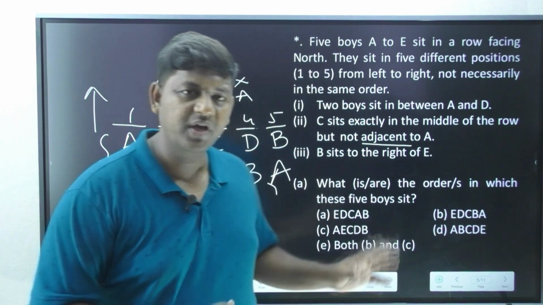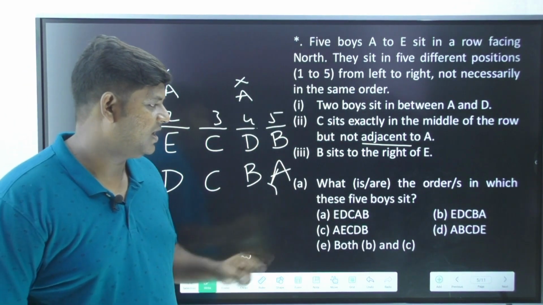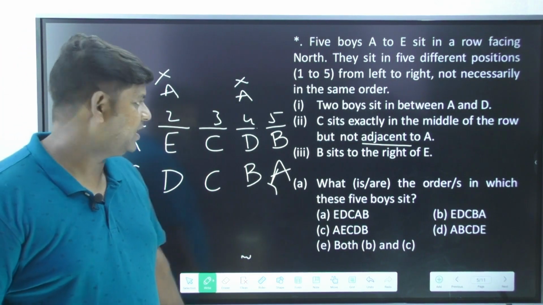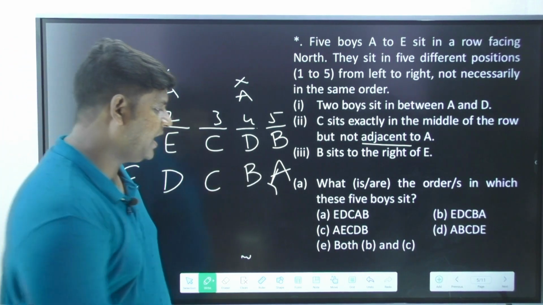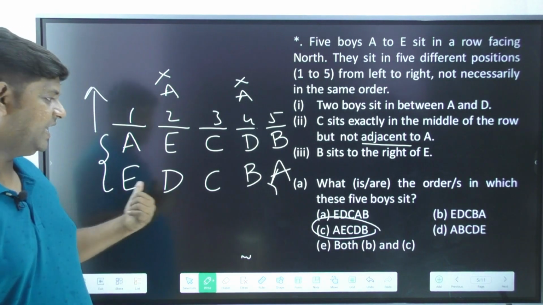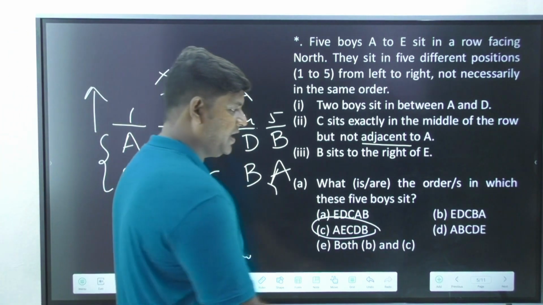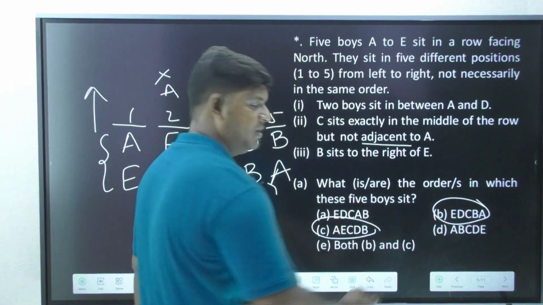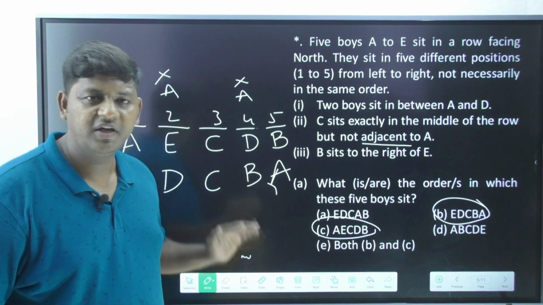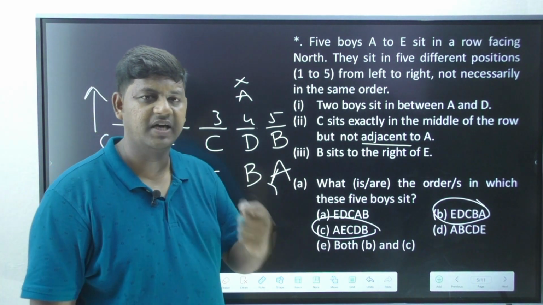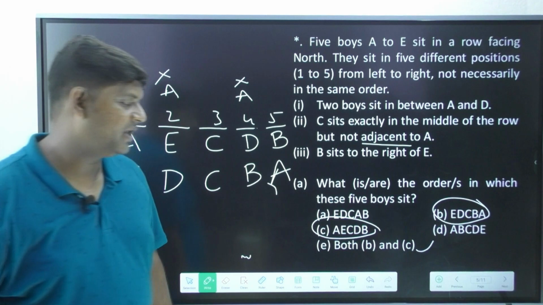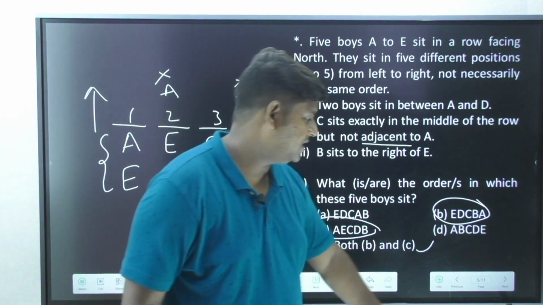Now let us observe the questions based on the possibilities. What is it saying? What is the order in which these 5 boys sit? What is the order? A C D B E... A, C, D, B is available in option number C. E, D, C, B, A is available in option number B. So both of them are correct. You cannot neglect or ignore any one of the given possibilities because every possibility is satisfying the given conditions. So my answer is option number E, both B and C. Clear? Now let's move on to the next question.